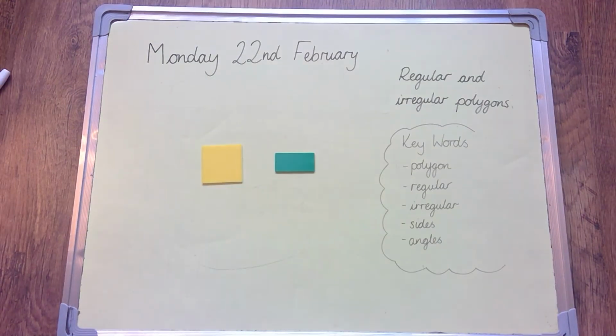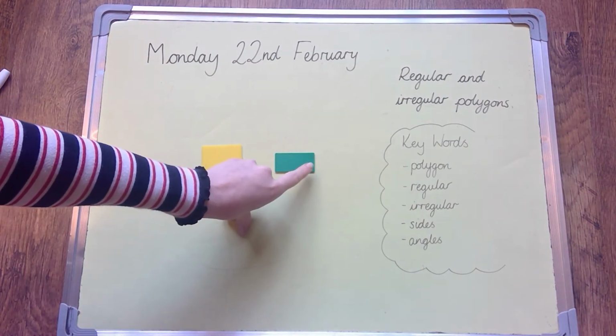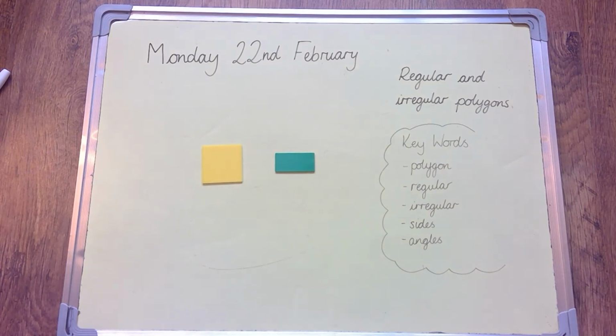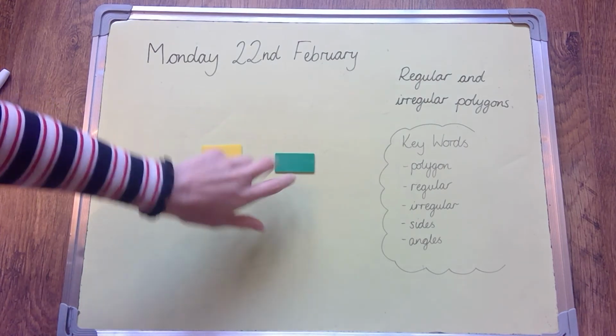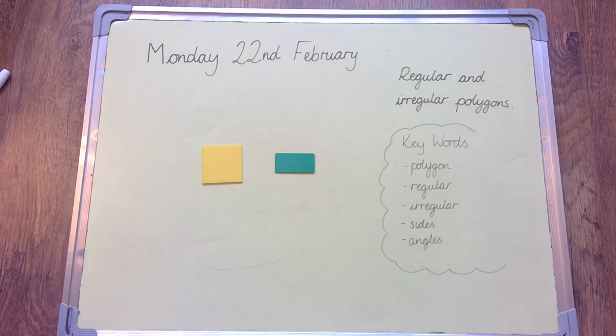One important example to recognize the difference between is a square and a rectangle. Now we know that squares and rectangles are made up of 4 right angles. So their angles are the same. So if we looked at just angles, you might want to say that a rectangle is a regular polygon. However, we know that the difference between a square and a rectangle is that the rectangle has 2 sides that are longer than the other 2. So therefore, the sides are not all equal in length. So a square is a regular shape and a rectangle is an irregular shape.